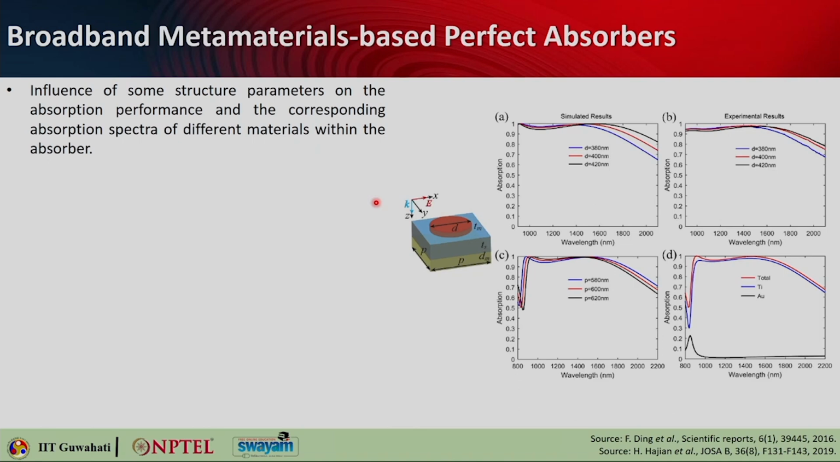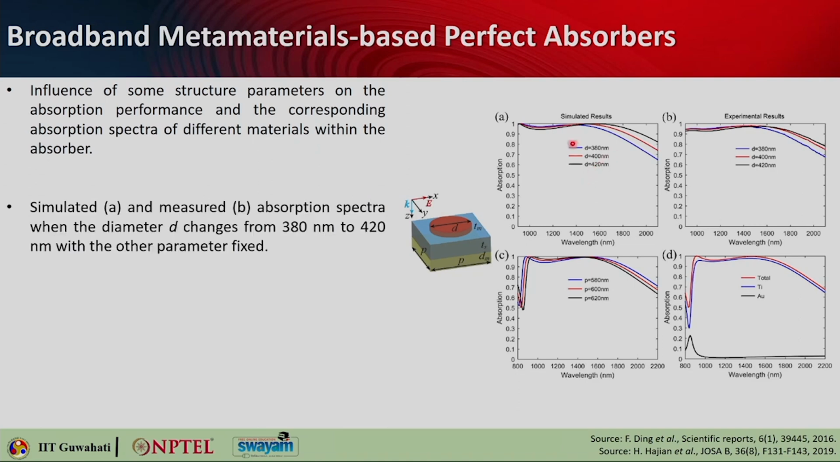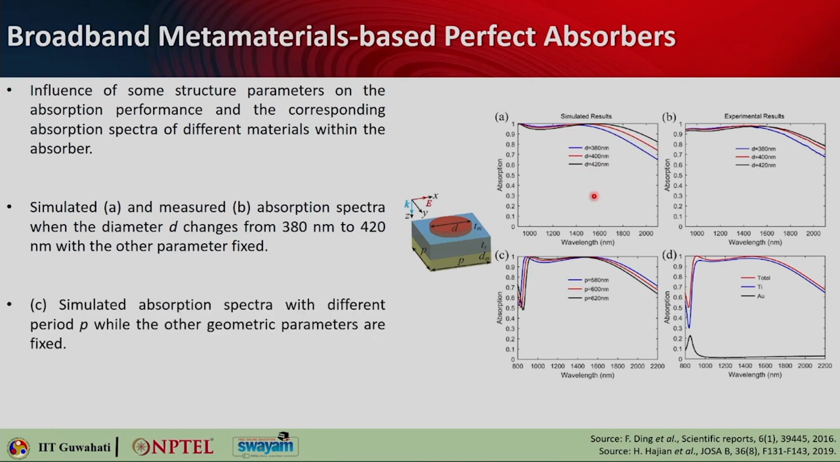Now, you can see here some of the parametric sweep results. That means the influence of some parameters on the absorption performance, and how the absorption spectra look for different materials. So, this one is a simulated result where D is the disc diameter that has been changed from 380 to 400 to 420 nanometer. The same thing is also seen experimentally, and you can see how it changes. So, they are sensitive to the dimensions as I mentioned.